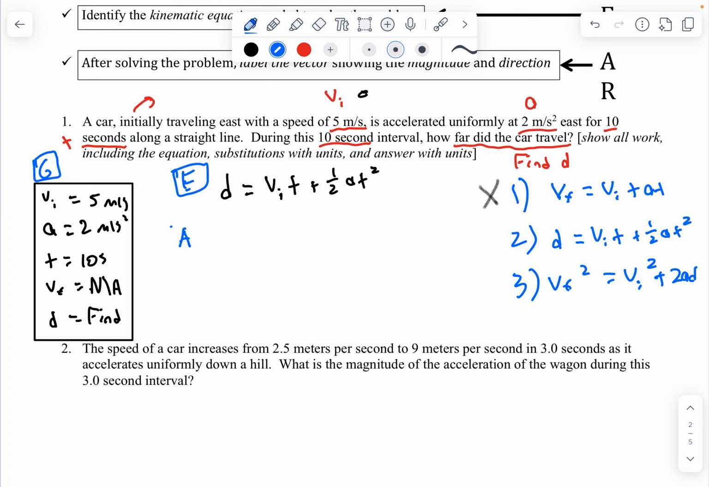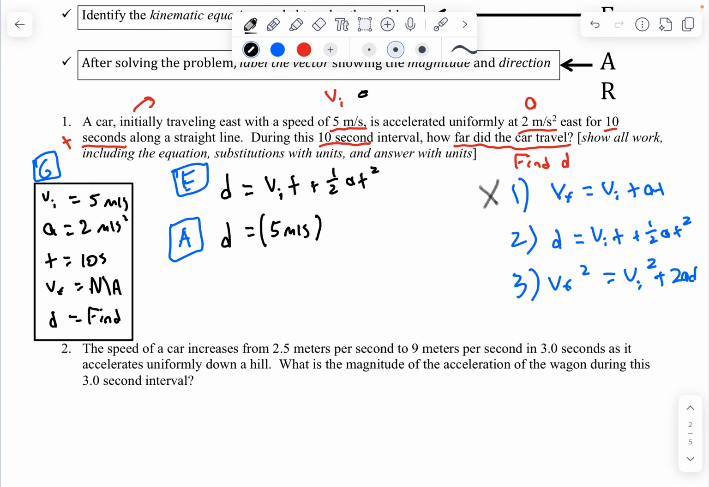All we're doing is we're going to plug in the values, and it's just algebra. So we plug in. What's the initial velocity? Right, it's right here. We have the initial velocity right here, and so we're going to replace that with this. We're just substituting. So the initial velocity is 5 meters per second.